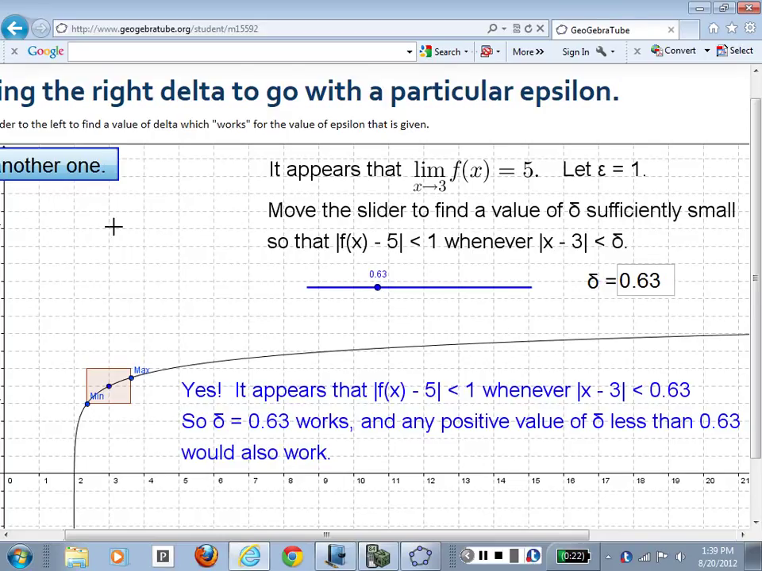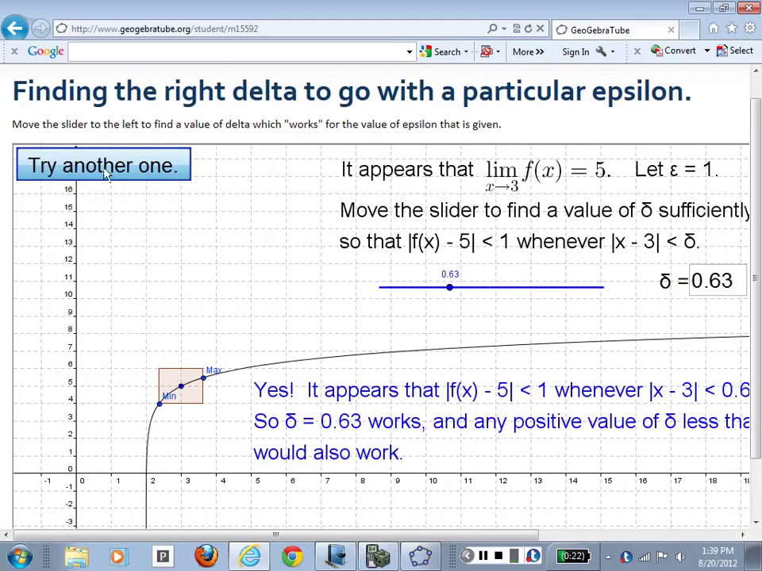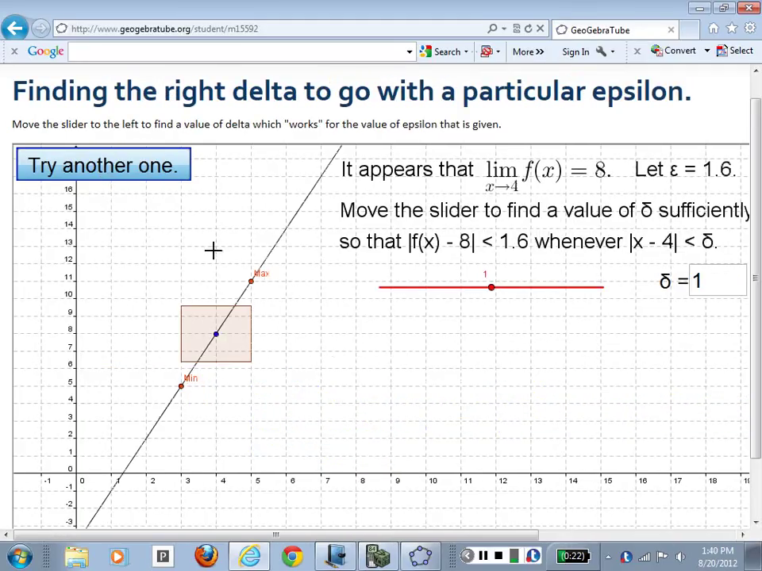It'll recompute and give me another one. Maybe I didn't click it properly. There we go. Linear one. Okay, we just did this. So epsilon equals 1.6. Unfortunately, the slope of this is 3, I think. Slope is 3. So we'd want to take the 1.6 and divide it by 3, I think.